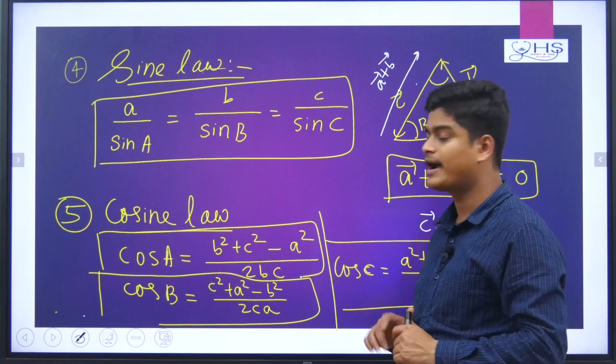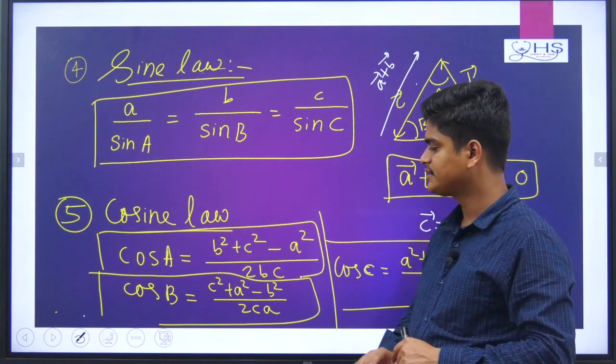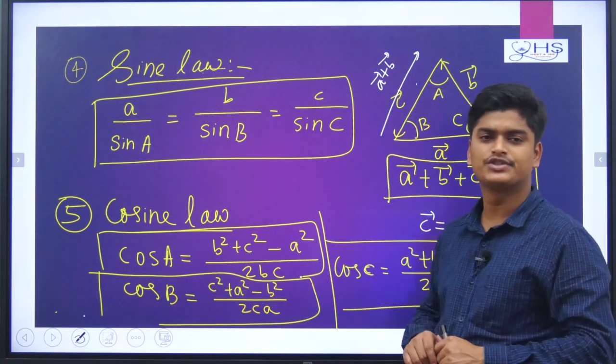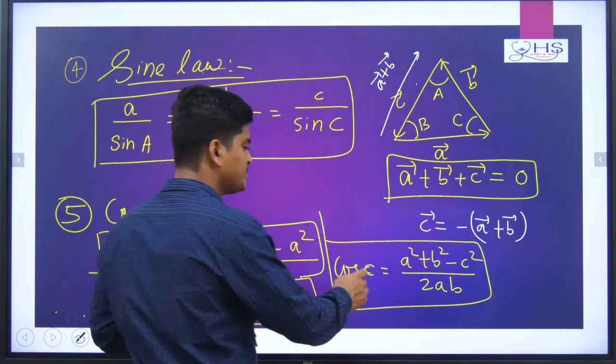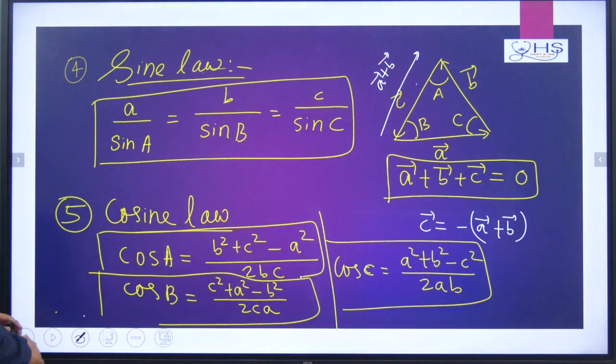Remember, cos A you are finding, then b square plus c square minus a square by 2bc. If cos B you are finding, c square plus a square minus b square by 2ca, and if you are finding cos C, a square plus b square minus c square by 2ab. Now come to the questions. We will be seeing some questions based on this.